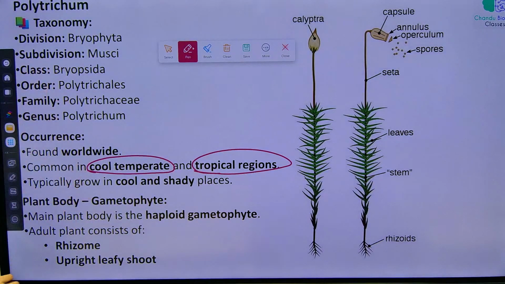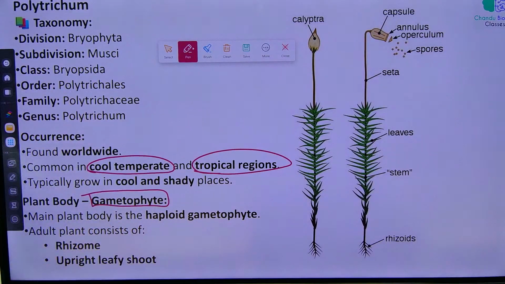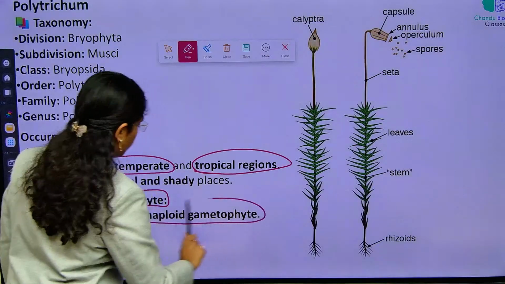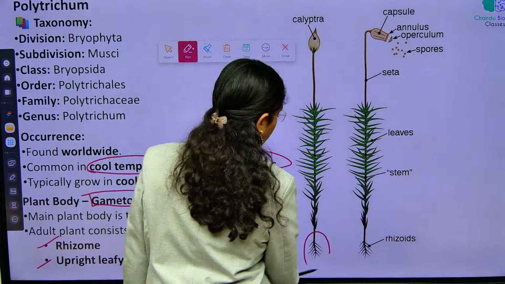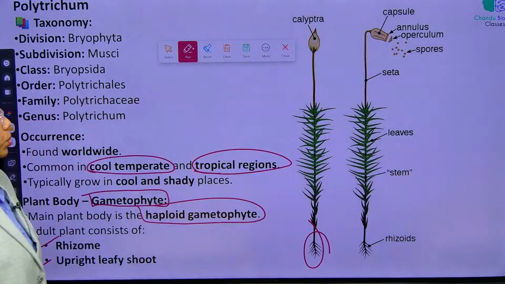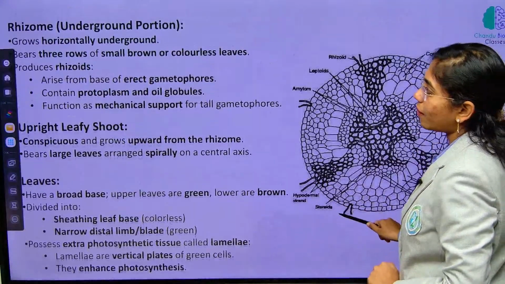The plant body of Polytrichum is usually a gametophytic plant body, and the main plant body is the haploid gametophyte. Okay. So, the adult plant will consist of both a rhizome and an upright leafy shoot. It consists of a rhizome and an upright leafy shoot, which is a little advanced bryophyte.